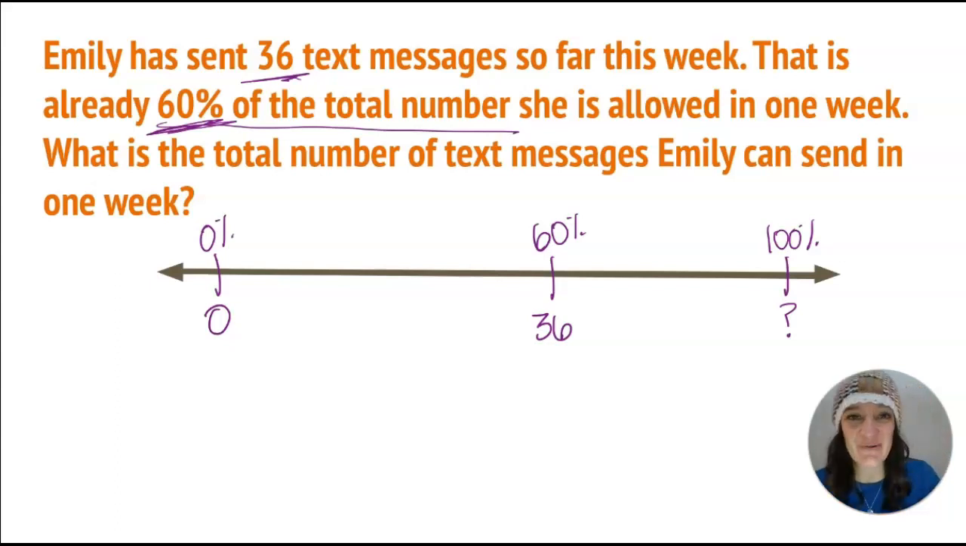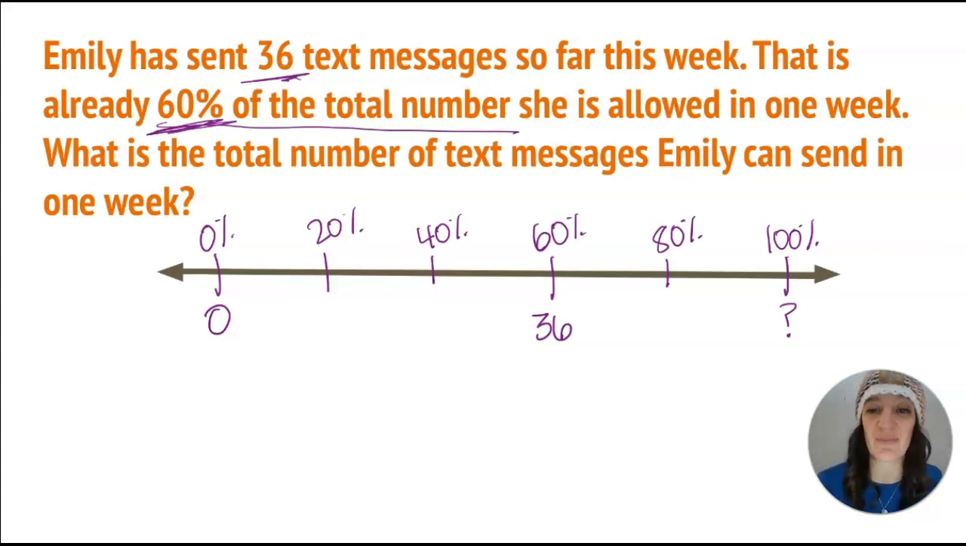But what if I just counted by 20%? Then I'd have fewer things that I have to draw, and I would still hit 60%, plus I would hit 100%, plus it'd be fewer tick marks. So if you did it by tens, you still will get the same answer, but I'm going to do it by 20s. And I'm going to figure out between 0 and 36, what are these two going to be?